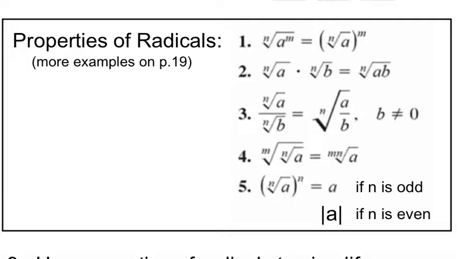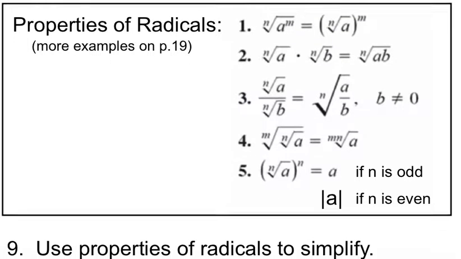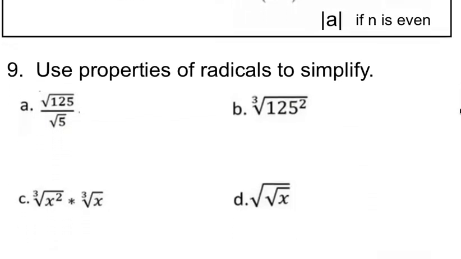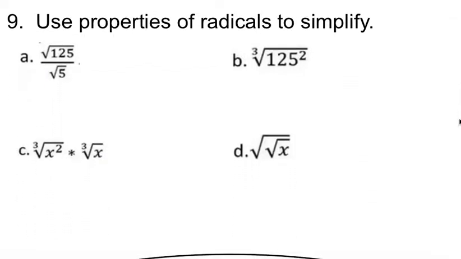And if you're doing the nth root, and this is number 5, to the nth power, the nth root and the nth power will cancel each other out. So it's a if n is odd, and then the absolute value of a if n is even. There are more examples of these on page 19. I know that was a very quick run through of that, but we want to use these properties to simplify here in number 9.